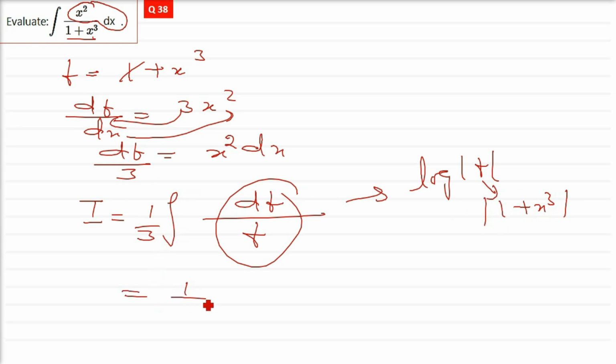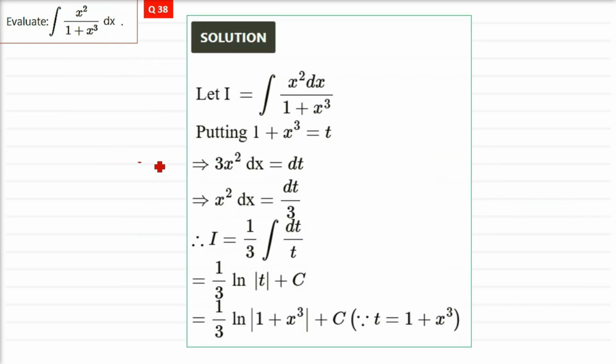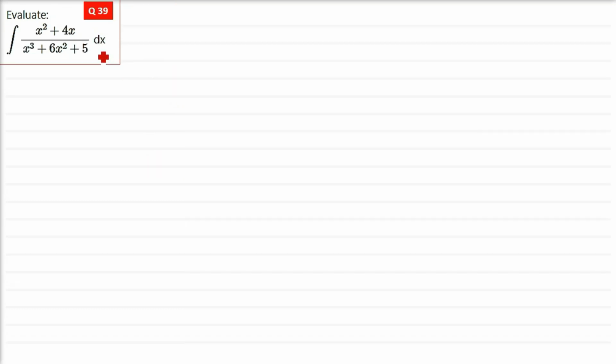So let's write the final answer: 1 by 3, in place of log modulus t, ln, log base e, of modulus 1 plus x cube, plus a constant of integration. This is your final result. So again, a very straightforward question. If you have done previous exercises well, this will be a piece of cake for you.